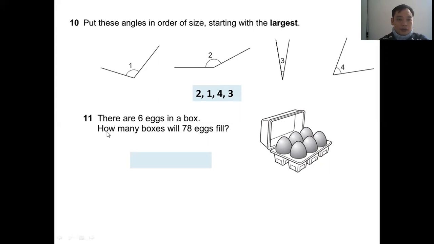Question 11. There are 6 eggs in a box. How many boxes will 78 eggs fill? So we divide 78 eggs. Each box has 6 eggs, so you will need 13 boxes.